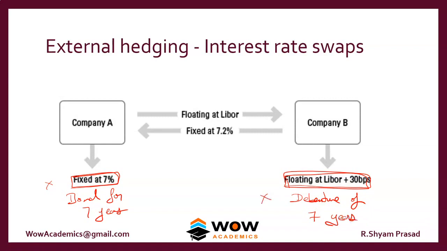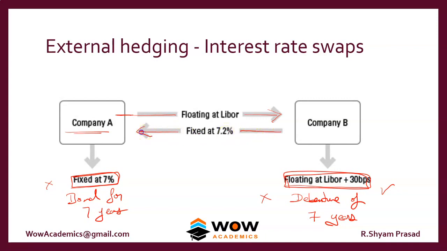So what they have to do is keep this bond and pay a fixed rate, but this company feels they want to pay a floating rate. This company is paying a floating rate, but they want a fixed rate. So they can mutually exchange. Company A wants to pay a floating rate, so they pay the floating rate to company B. Company B, which is already paying a floating rate, wants to pay a fixed rate, so they pay the fixed rate to A. So both are happy.